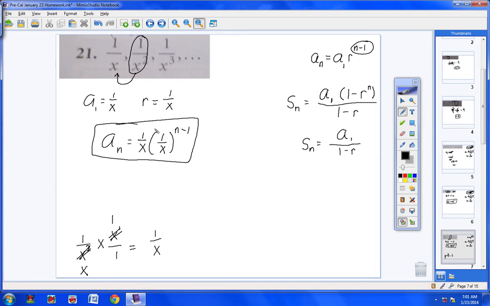What they probably did, I noticed the back of the book has a different answer. What they probably did is they said 1 right here is to the 1 power, and when you're multiplying 1 over x times 1 over x, you're multiplying like bases, so you can add the exponents. So if you take 1 plus n minus 1, you just get n, and then x times x is x squared. So they simplified, and they probably came up with something like this, I'm assuming. Actually, this n minus 1 would go for the numerator and the denominator, but either way, we do not have to do all that. This answer is totally acceptable.